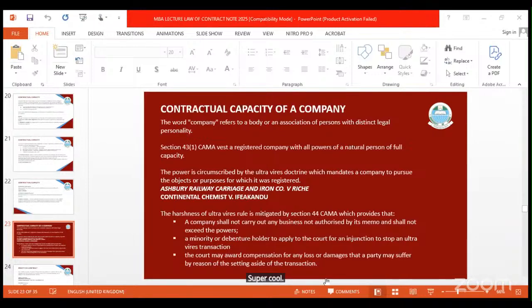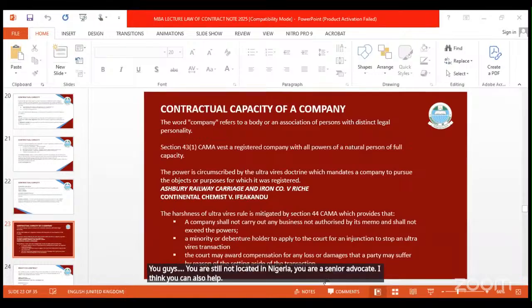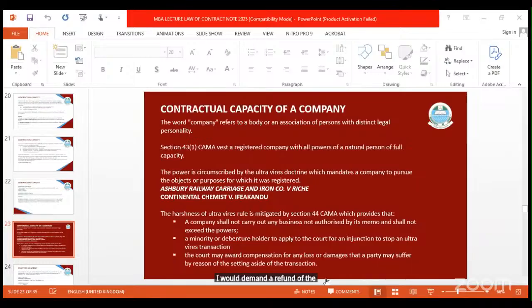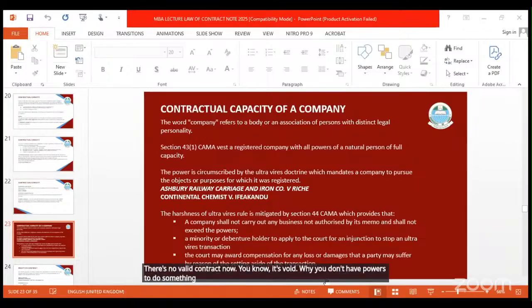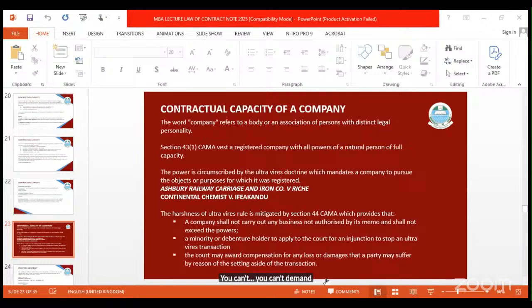Then, sir, according to the law, what kind of disciplinary measure does the law hold on such a person? You are a Senior Advocate of Nigeria, I think you can also help. So we demand the refund of the money expended for the training, sir. There's no valid contract now. It's void. When you don't have powers to do something, it's void. You can't demand this thing.